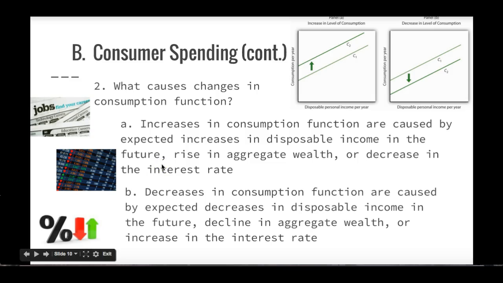So if there's expected decreases in disposable income in the future, if, for example, you were told that your company is closing and moving to Mexico, that would definitely be a decrease in spending now. If you know that you're not going to have a job as of April 1st, well, heck, I'm going to start saving now. That's going to be a decrease in consumption function. A decline in aggregate wealth, if the value of some of my assets goes down and all of a sudden my house is worth less, it's definitely going to decrease my consumption function. And then lastly, if there's an increase in the interest rate.